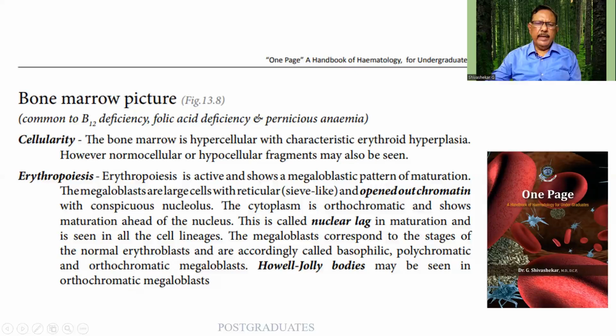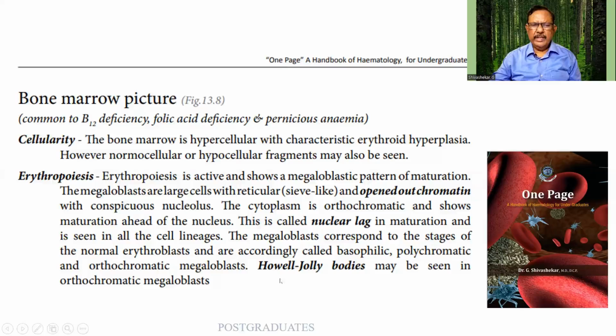And you people will have to discuss the erythropoiesis, whether it is active, what is the pattern of maturation, megaloblastic pattern of maturation. What then do I mean by the megaloblastic pattern? You find that the nuclear maturation lags behind the cytoplasmic maturation. The nucleus is large. It has got an opened out chromatin. And there can be the other counterparts also lagging behind, such as the megaloblast, etc.